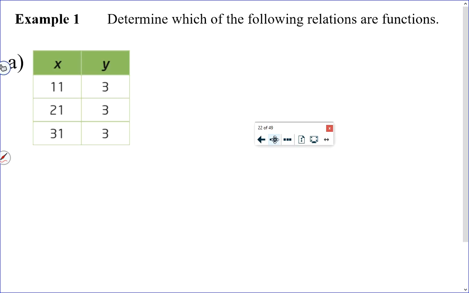So, which of the following are functions? Well, I put in 11, I get 3. I put in 21, I get 3. I put in 31, I get 3. I'm not getting multiple outputs that are different for the same x-coordinate. Let me show this to you graphically.